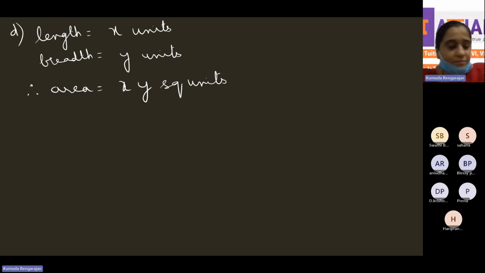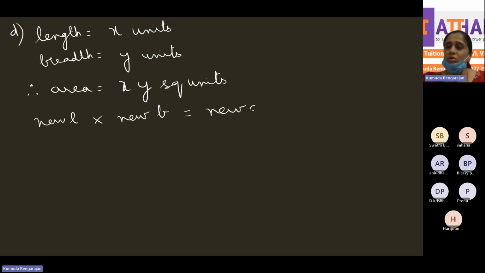Now some alterations have been done with the dimensions. If you alter the length and breadth, the area also might alter. It may remain the same or it may increase or decrease. So here the equation is new length into new breadth is equal to new area, correct? Okay, so just write that.